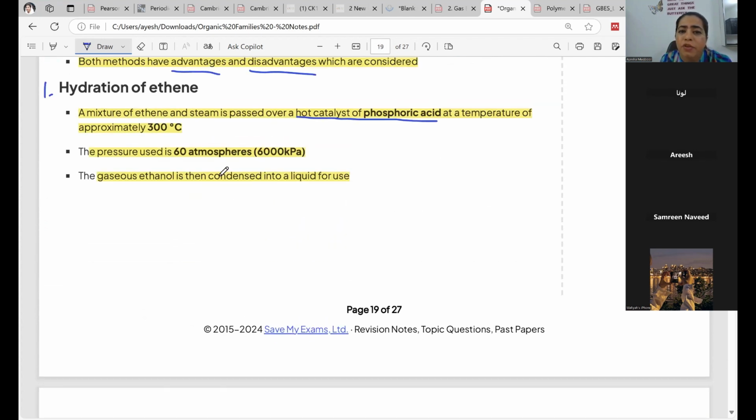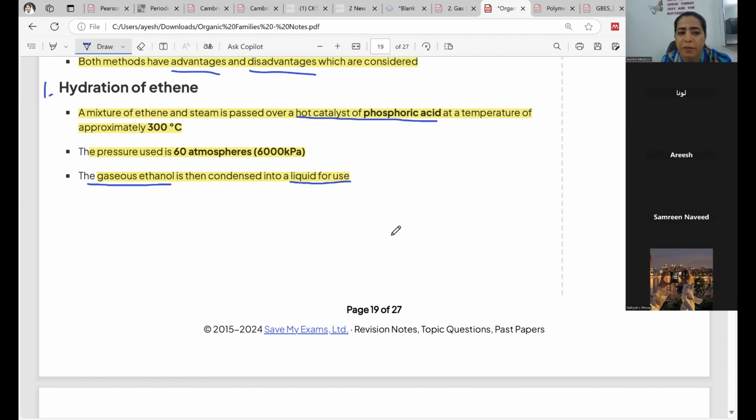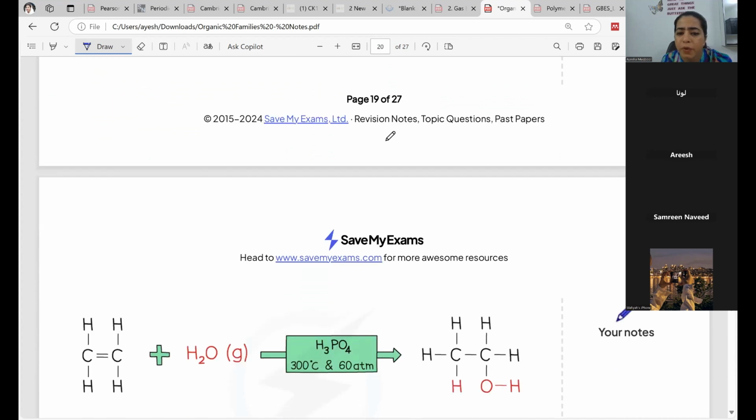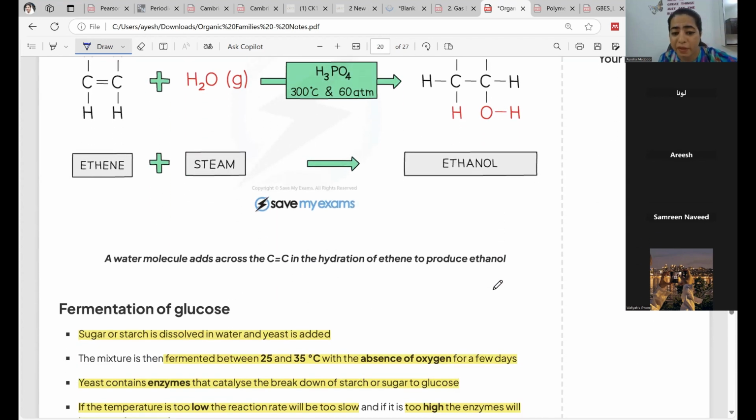Because the temperature is too high, it means we are going to get gaseous ethanol at the end. Because the temperature is very high, a gas will be collected. This gaseous ethanol we can pass through a condenser, or we can just condense it and get it into the liquid form that is usable further. So the gas can be collected, then just converted into liquid according to the use. This is the first method, easy.